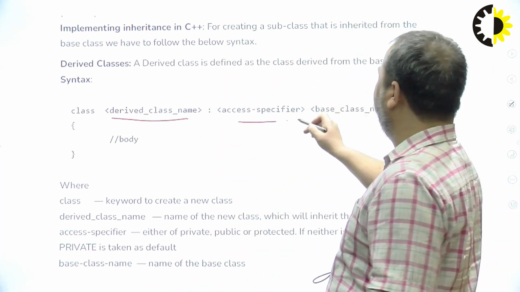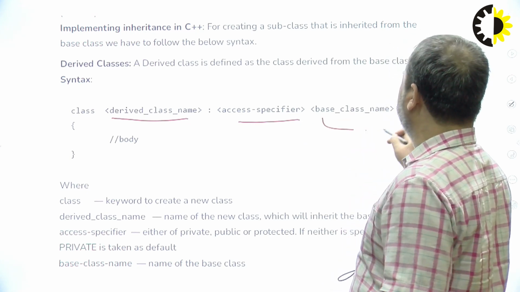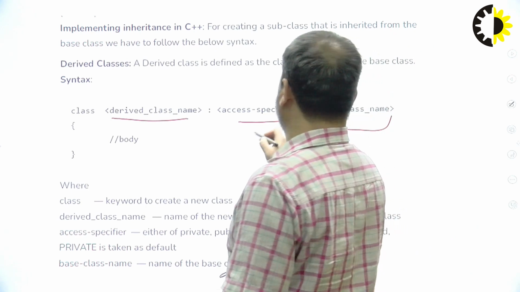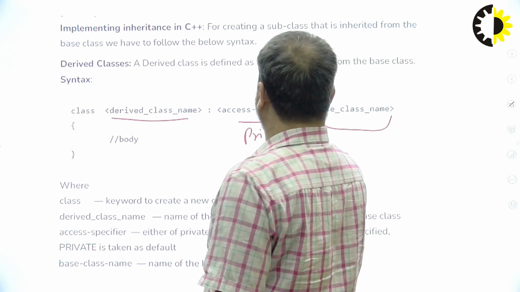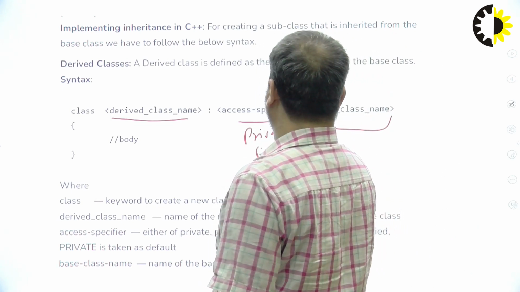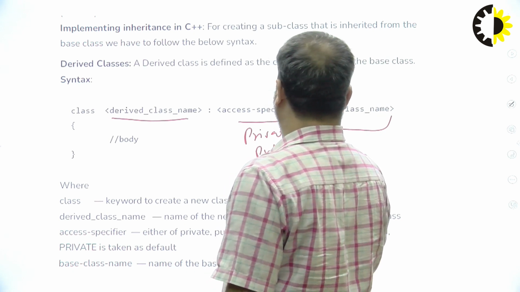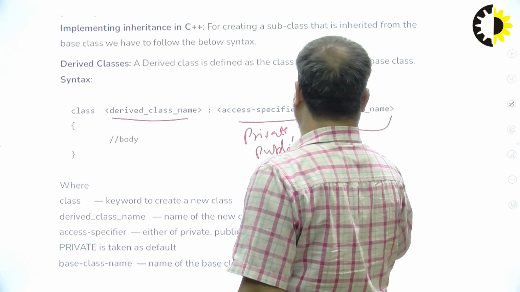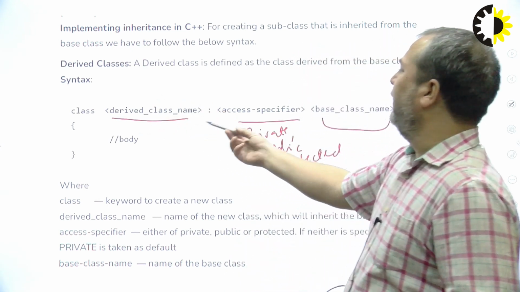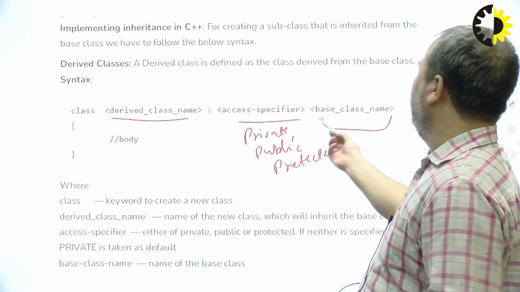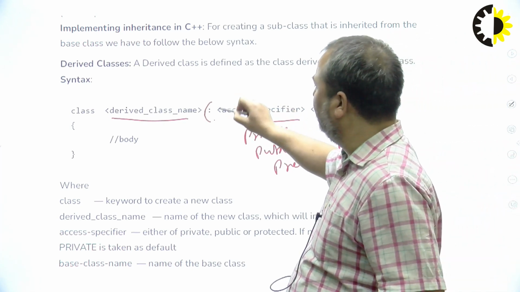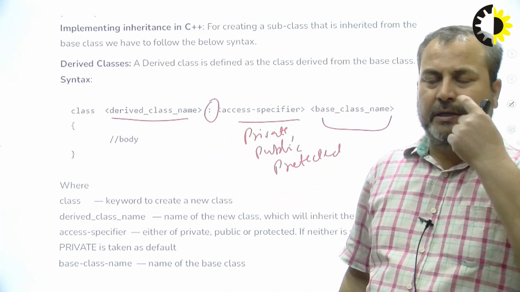Then access specifier and base class. The base class is already there. There are 3 access specifiers: one is private, public, and protected. Okay. So sometimes we can write, say, class B, colon, private A, and there is a symbol of colon. This is the syntax in C++.